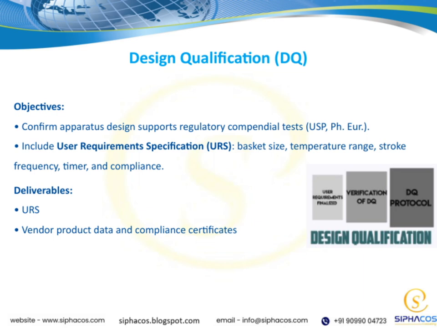Another key point is the inclusion of the User Requirements Specification, or URS. This document clearly defines what we need from the equipment, such as the basket size, temperature range, stroke frequency, timer, and overall compliance. Essentially, it helps us communicate our needs precisely to the vendor.